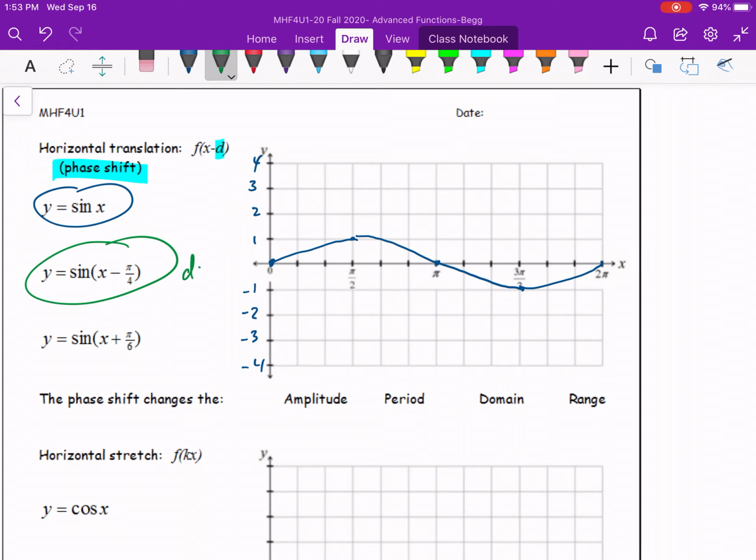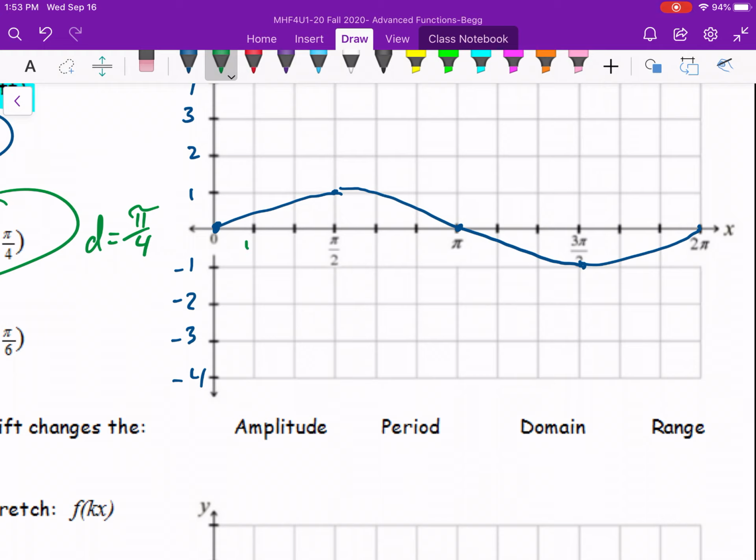This one has a d value of positive pi over 4. Now, pi over 4, that's a little bit trickier with a scale because unfortunately the way this scale is set up, it goes pi over 2. If I take 1/3 of pi over 2, that's going to become pi over 6. And if I take another pi over 6, I get 2 pi over 6, which reduces to pi over 3. So pi over 4 doesn't actually fit on our scale very nicely. Luckily, pi over 4 is exactly halfway in between these two. You could figure this out by getting a common denominator.